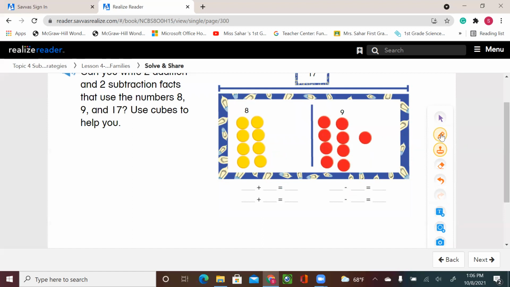All right. Now, what do I need to do? I need to write 2 different addition and 2 different subtraction facts. Okay. So first, what do I have? 8 plus 9 equals 17. So 8 plus 9 equals 17.